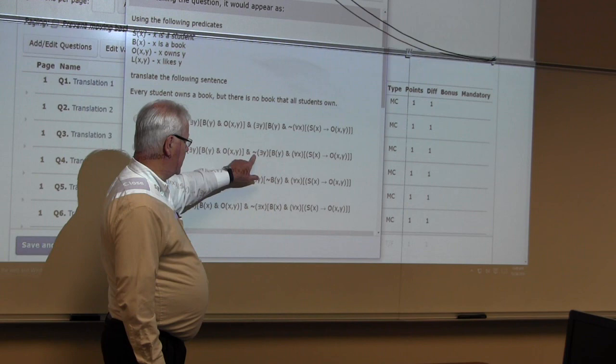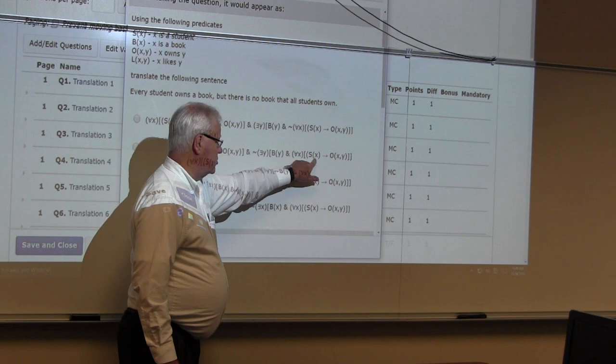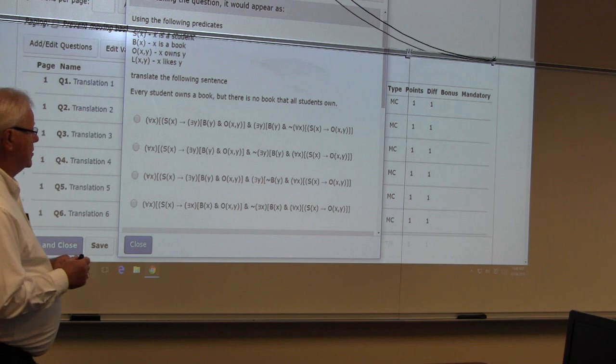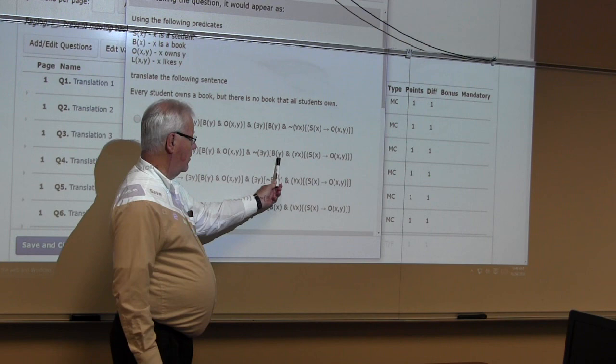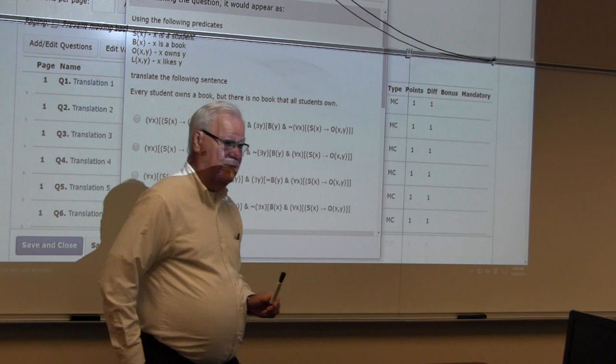There does not exist a Y where Y is a book, and for all X, the student owns the book. There does not exist a book that all students own. There does not exist a Y where Y is a book, and for all students, the student owns that book. Okay. So that one's a little tougher to read through.